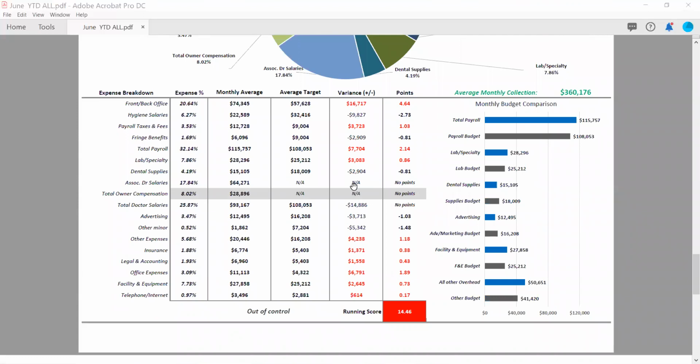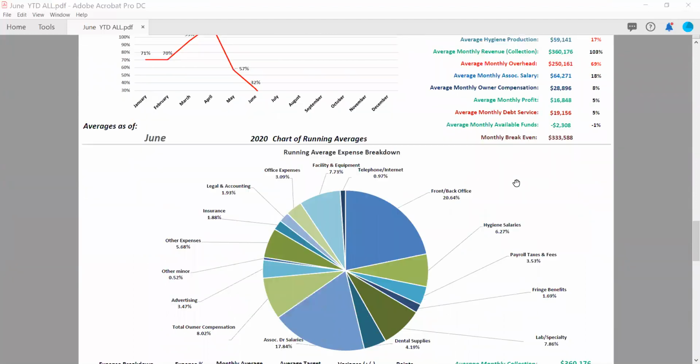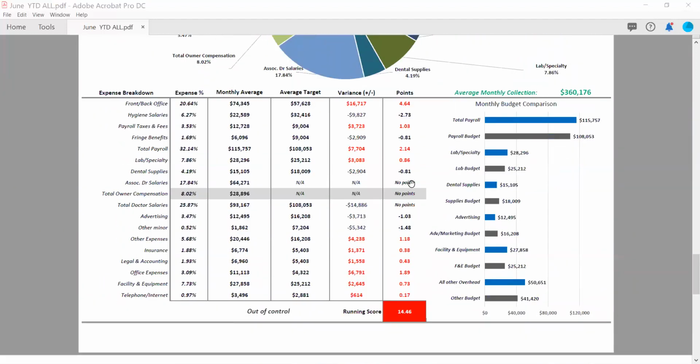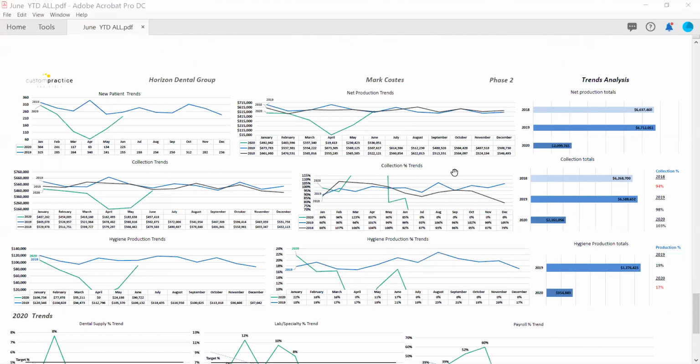Do you guys have any questions on the averages report here? I feel like it's all pretty straightforward, but do you guys have any thoughts there? Perfect. Okay, great. And then the trends report.